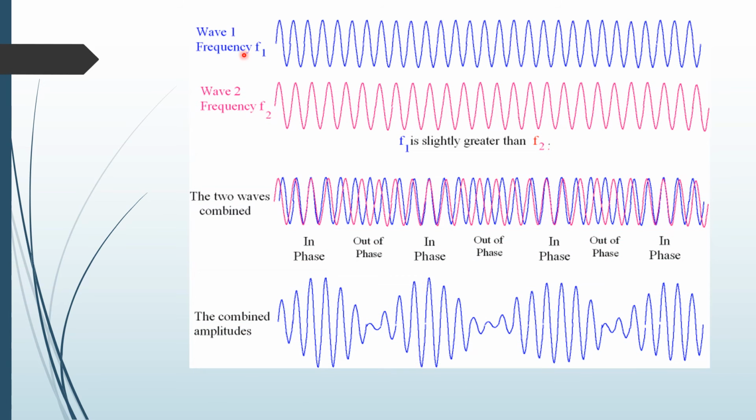So here we have a diagram. This is the wave 1 with frequency f1, and this is the wave 2 with frequency f2, such that f1 is slightly greater than f2. So when they combine in such a way that they are in phase, which means that their phase difference is 0, then we get the maximum amplitude and we get constructive interference. And when they are out of phase, which means that the phase difference between them is 180, then we get minimum amplitude or 0. And then we have in phase, then we get maximum, and then for out of phase we get 0, and so on.